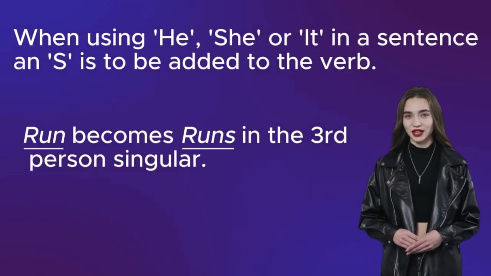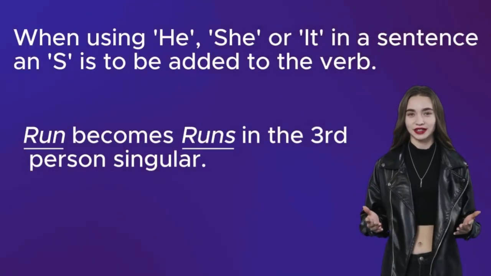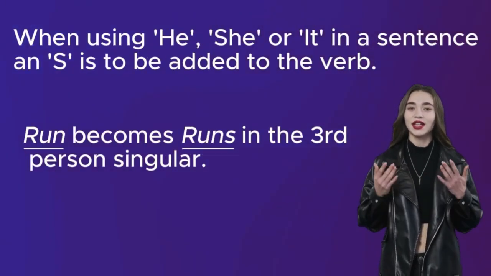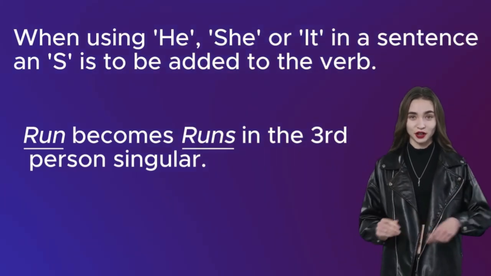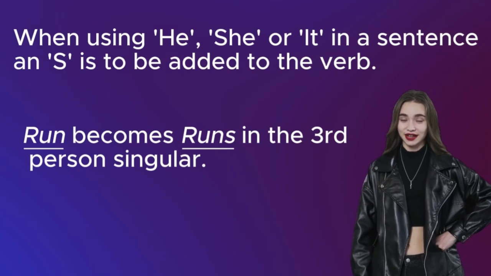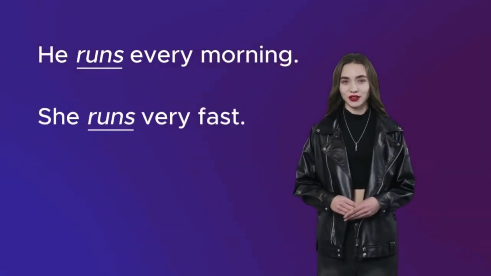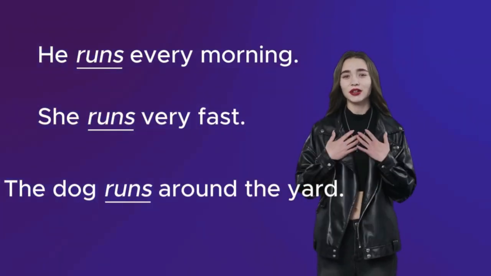When referring to he, she, or it, in the third person singular, an s is added to the end of the verb. Run becomes runs. Here are examples of verbs used in this way. He runs every morning. She runs very fast. The dog runs around the yard.